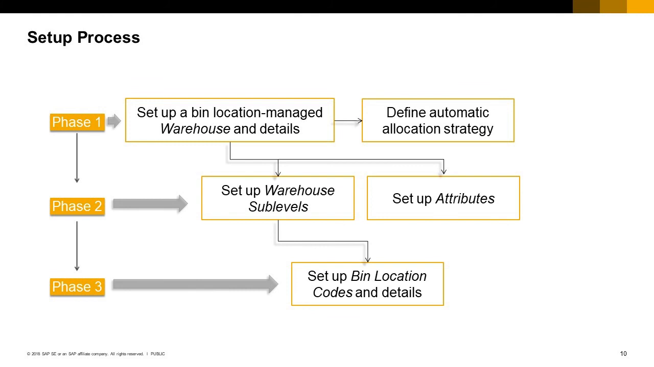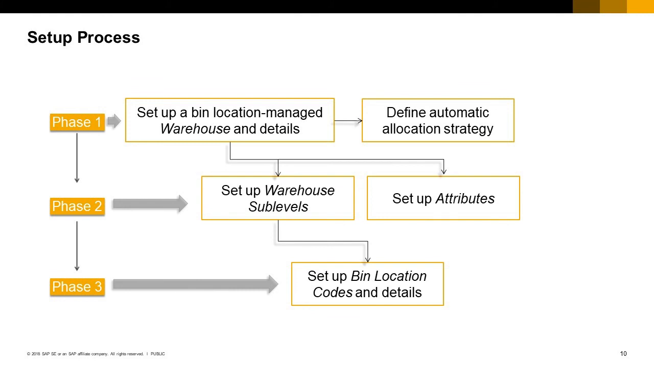This setup is done in 3 phases. In phase 1 we activate and set up a bin location managed warehouse. The bin location solution is enabled on a warehouse-specific basis on the warehouse setup screen. At this point, there is an option to define an automatic allocation strategy, which eliminates the need to allocate bins manually in documents. In phase 2 we set up warehouse sublevels and attributes.